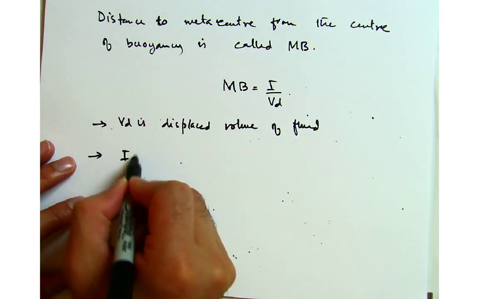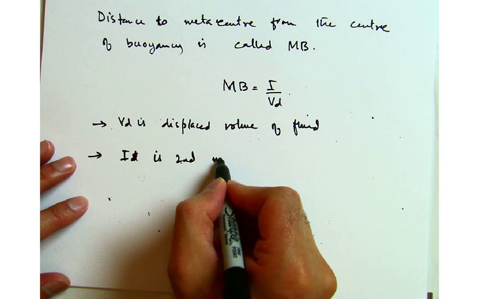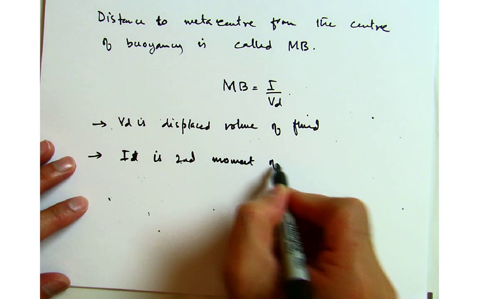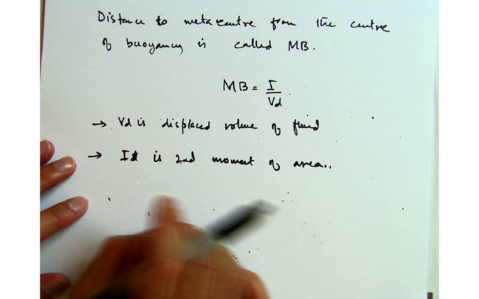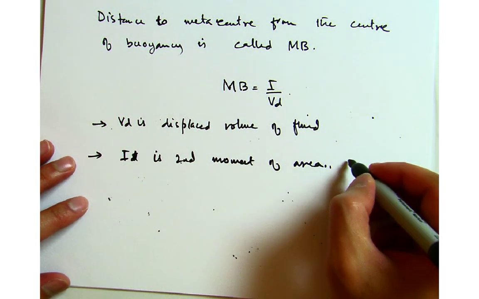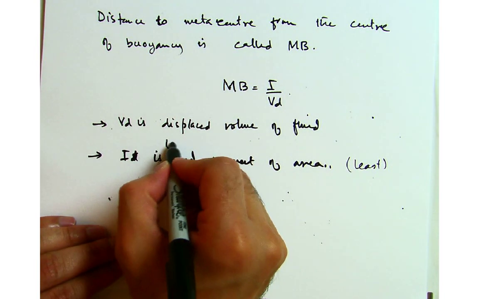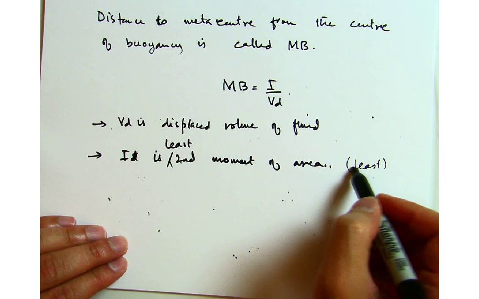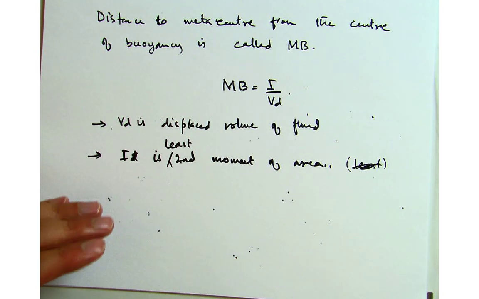and I is the second moment of area. Okay, and this has to be the least, so I is the least second moment of area. I should better point this out over here, and again let me show exactly what that means.